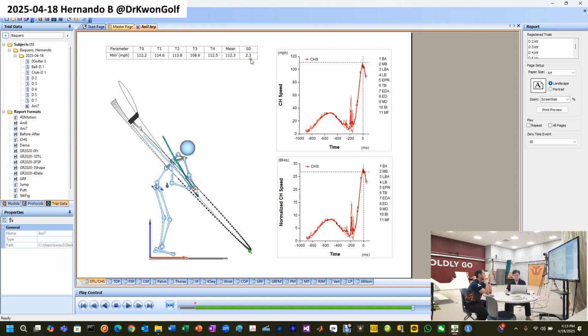Okay. Your caliber speed is 112, so slightly over men's average. I think men's average is 111. But for your height, you're generating more speed than men's average.